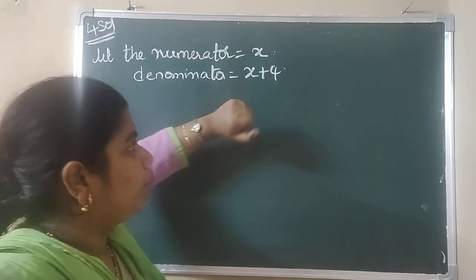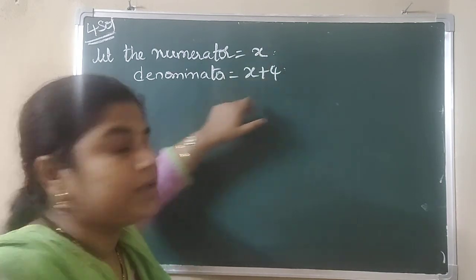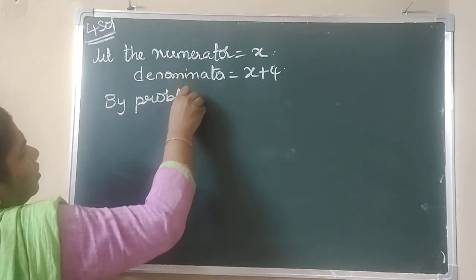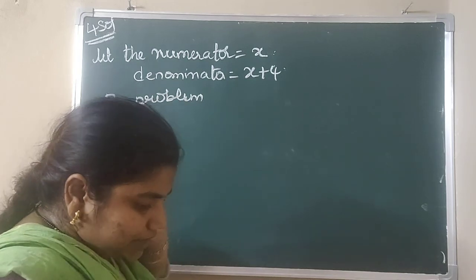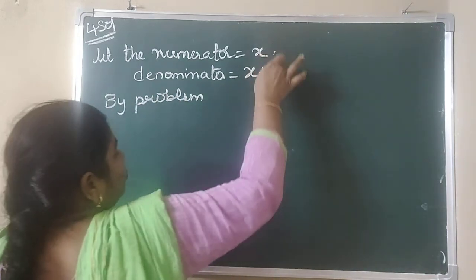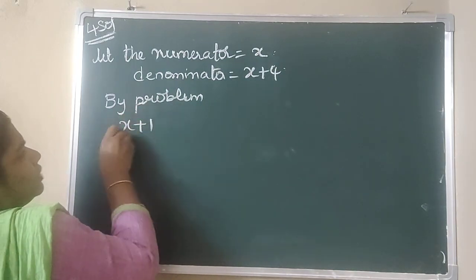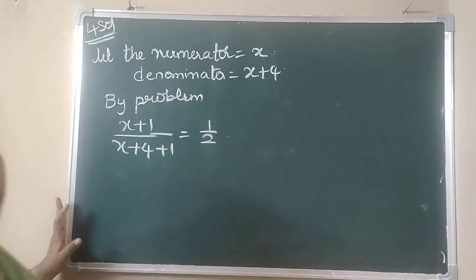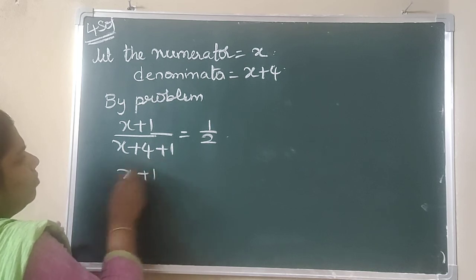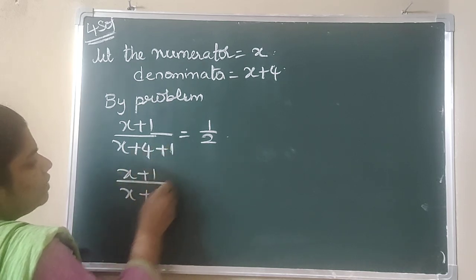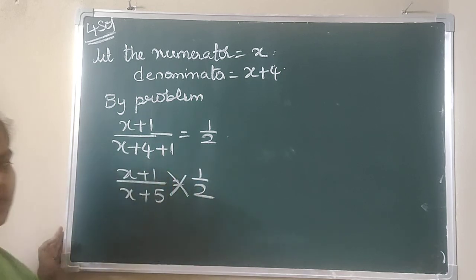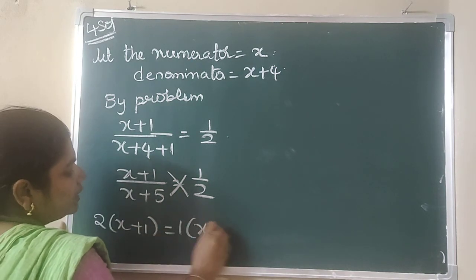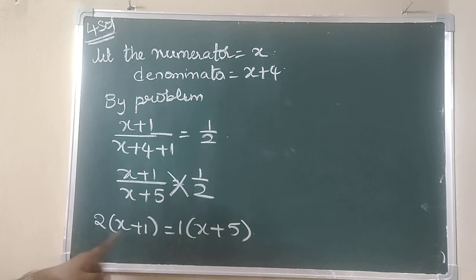So when you are adding plus 1 to numerator and denominator, by the problem, if 1 is added to both numerator and denominator, x plus 1 by x plus 4 plus 1, the result will be how much? Half itself. So x plus 1 by x plus 5 is equal to half. Do cross multiplication here. So it will be 2 into x plus 1 is equal to 1 into x plus 5. Each and every term you multiply here.